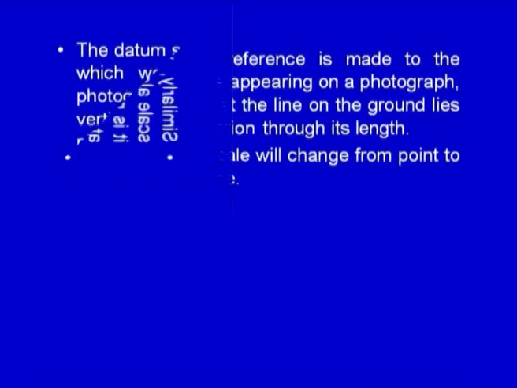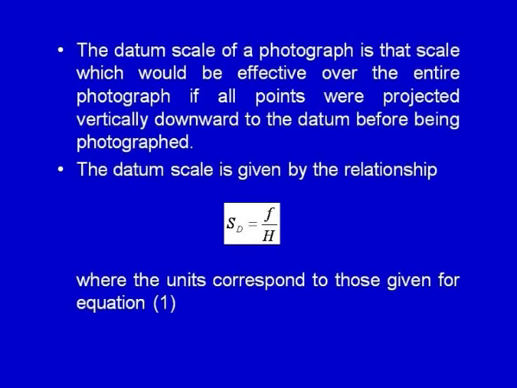The datum scale of a photograph is that scale which would be effective over the entire photograph if all the points were projected vertically down to the datum before being photographed. The datum scale is given by the relationship S_D, and it is equal to small f divided by capital H, where the symbols correspond to those given for the previous equation.